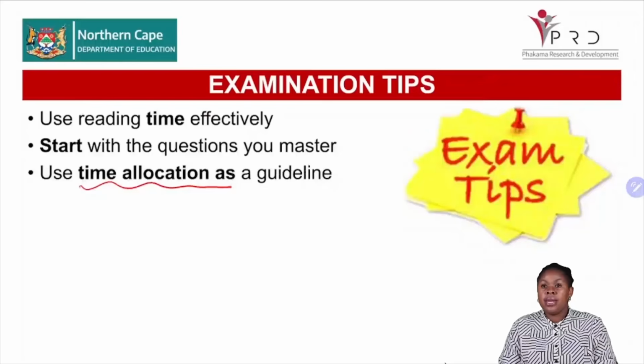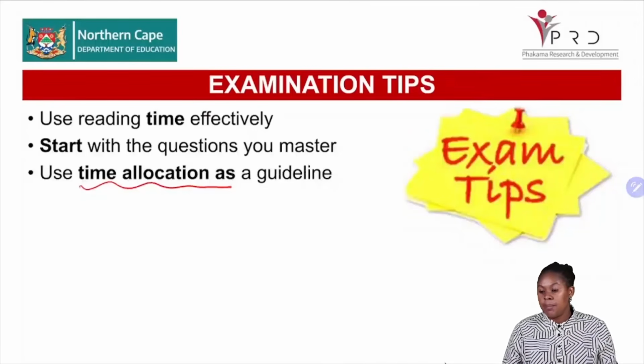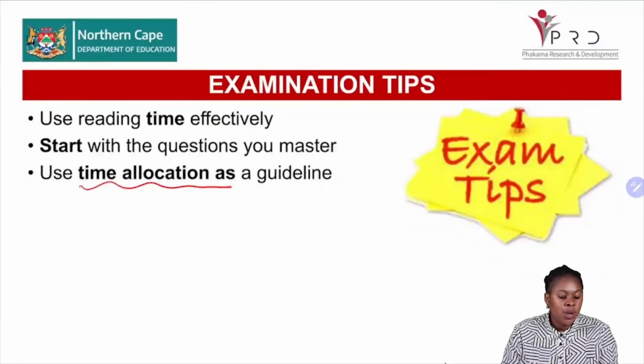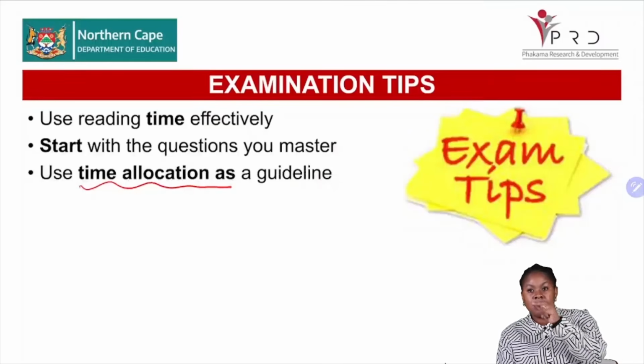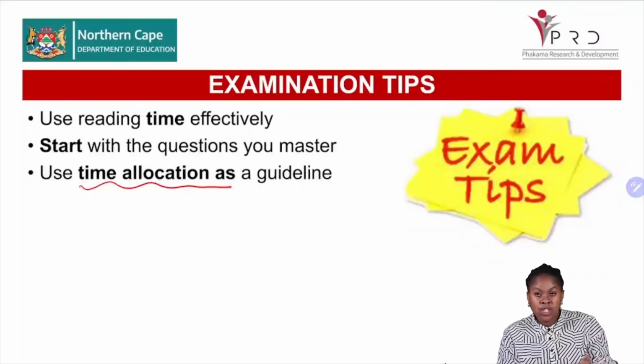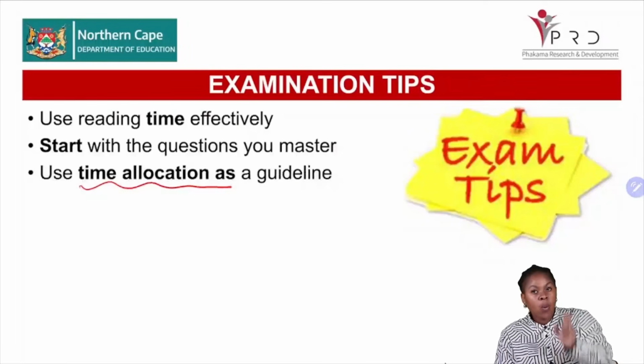As you are busy with your reading time, you are looking at the time allocation, you are looking at the question paper and the answer sheet, and you are checking what is required from you, and then you are able to see, okay, from this time until this time, I need to complete this question. From this time until this particular time, I should be completing the next question, and so forth. And remember, you can start with whichever question you feel comfortable with first, all right? So there's no restriction as long as you're doing a whole question at a time.